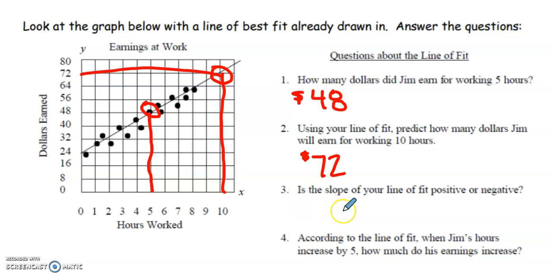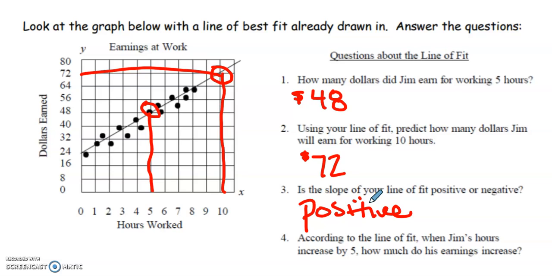Is the slope of your line positive or negative? So again, we always look left to right. It looks like it's going uphill. The more hours he works, the more money he earns. So we're going to say this has a positive slope.